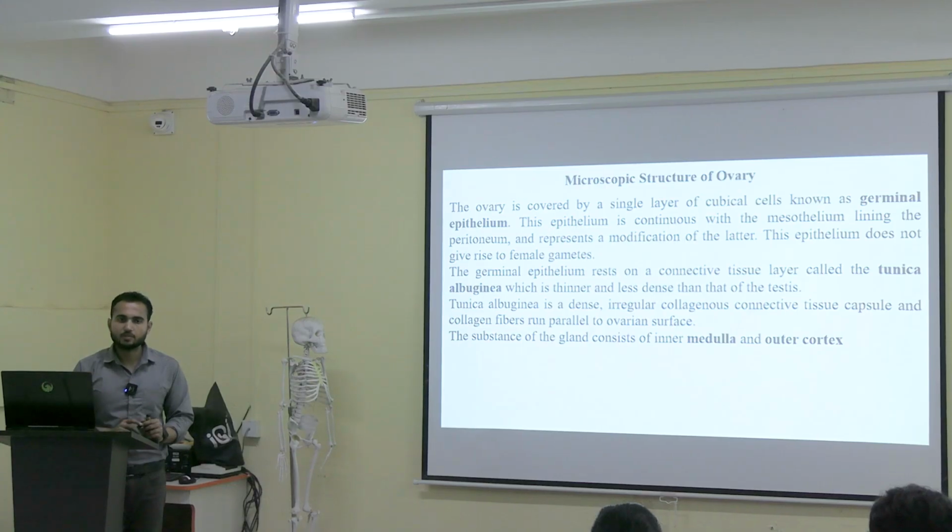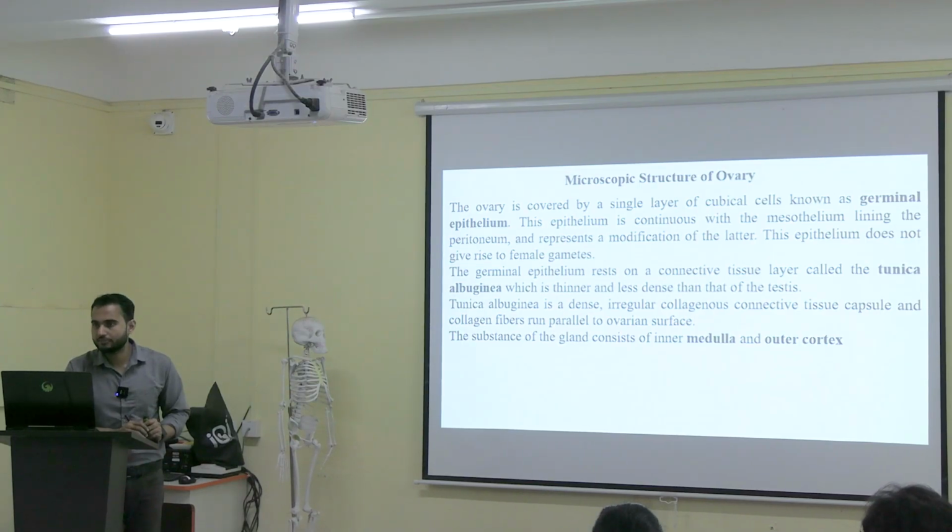Next, if you come to the medulla, it is very important because in the medulla the hilum is present, through which the blood vessels enter the gland. So mainly blood vessels, nerves, lymphatics and hilus cells are present in the medulla of the ovary.